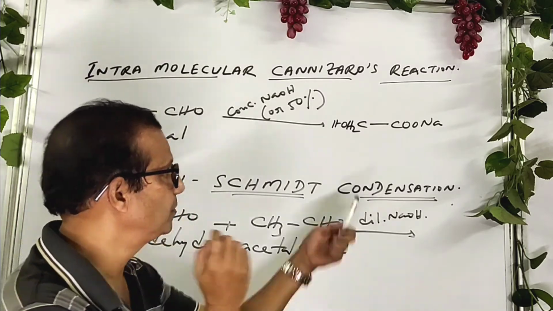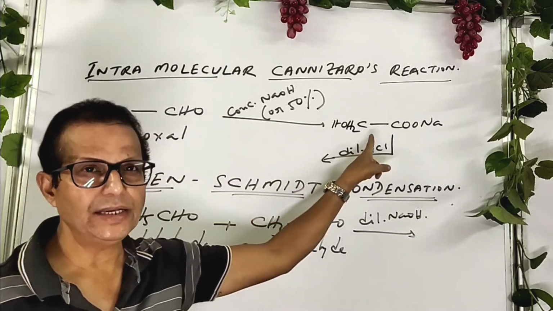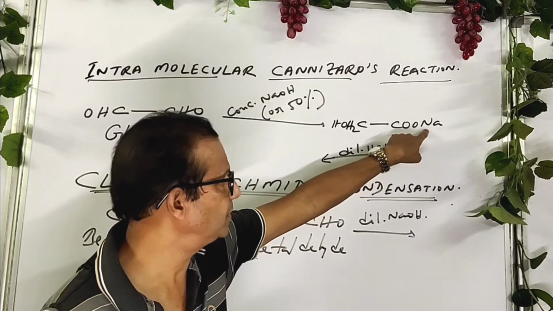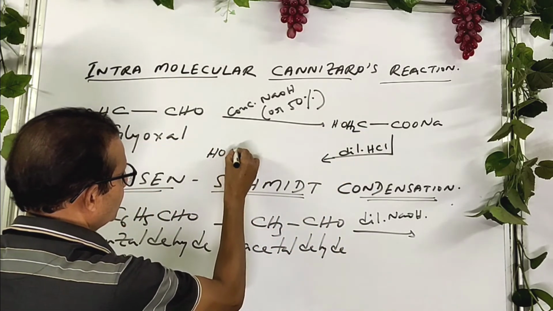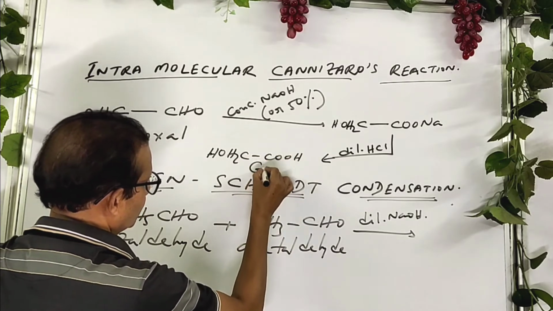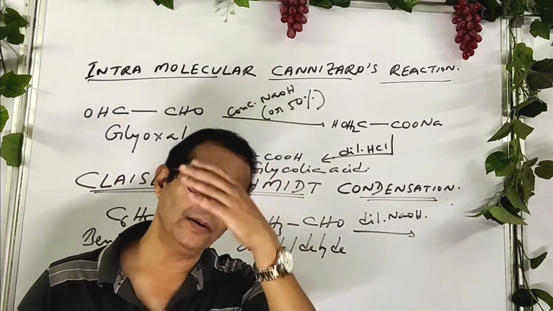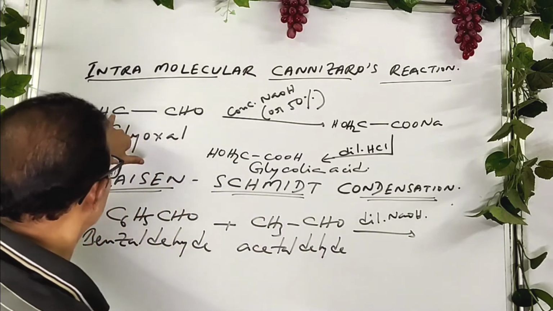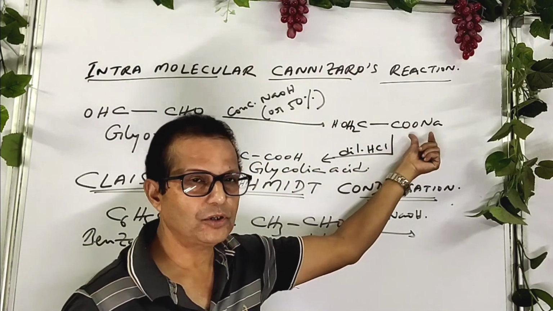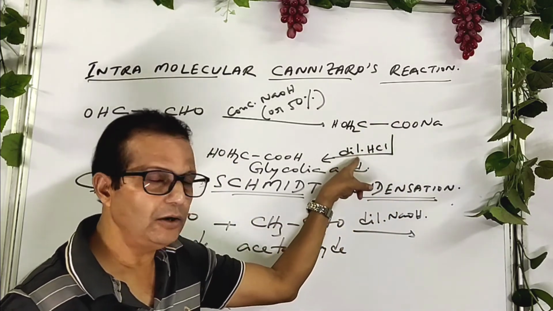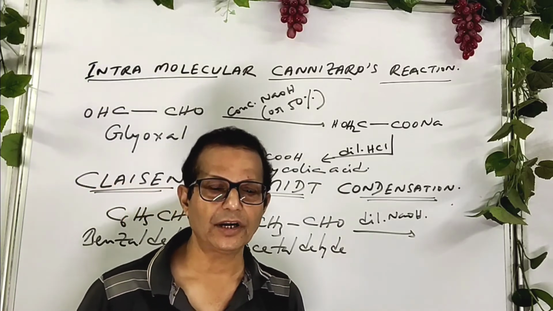Now, this compound, if treated with dilute HCl, then you get a carboxylic acid. So you get glycolic acid. This is an example of the intramolecular Cannizzaro reaction. One group changes to a primary alcohol, CH2OH. The other changes into the salt of a carboxylic acid. If this compound is treated with dilute hydrochloric acid, the salt changes into a carboxylic acid group, so you get glycolic acid.